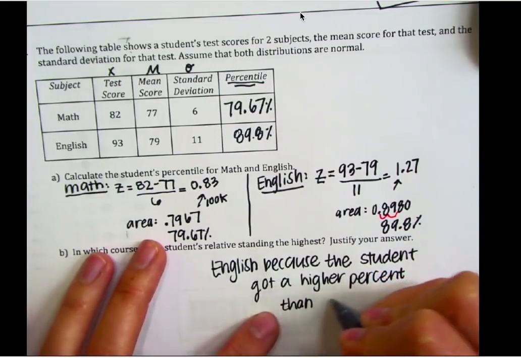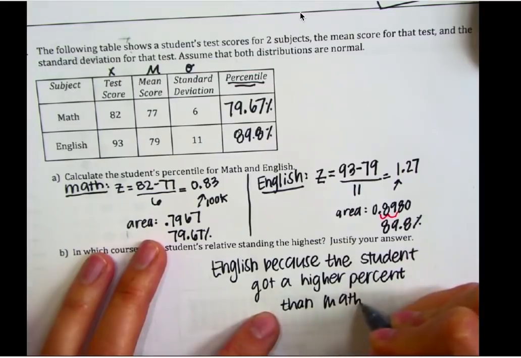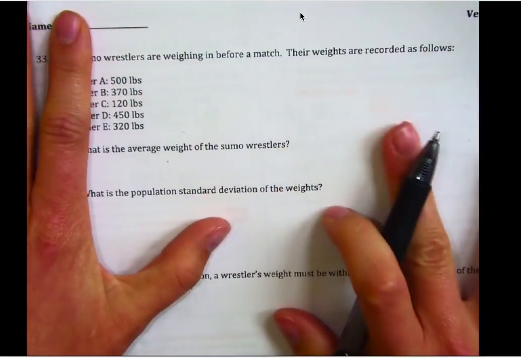Higher percent than what they got in math. Okay. We're almost done. Number 33, sumo wrestlers.